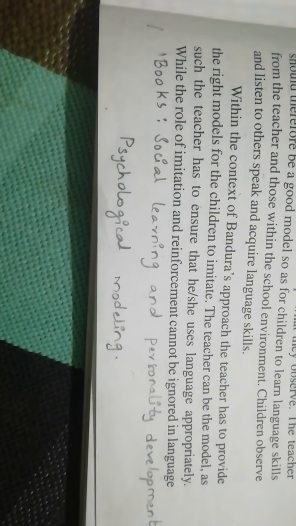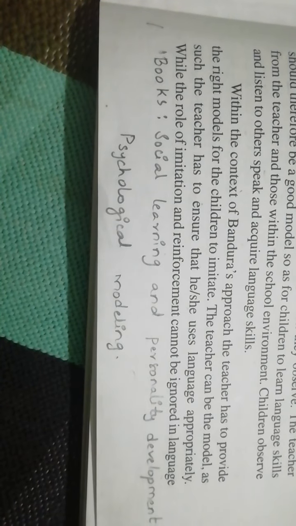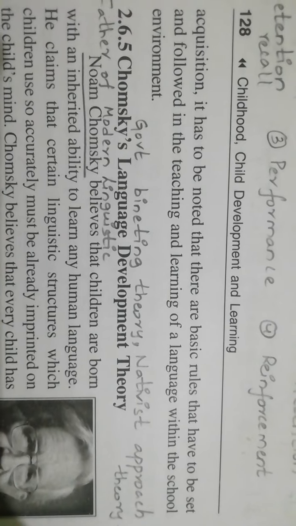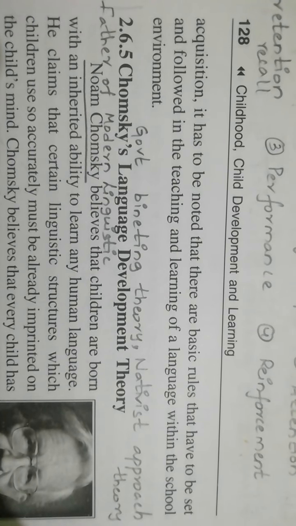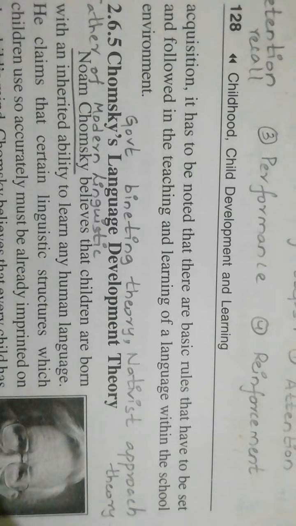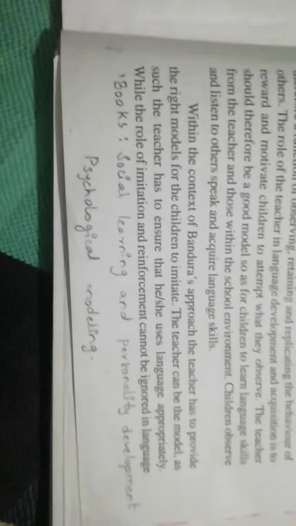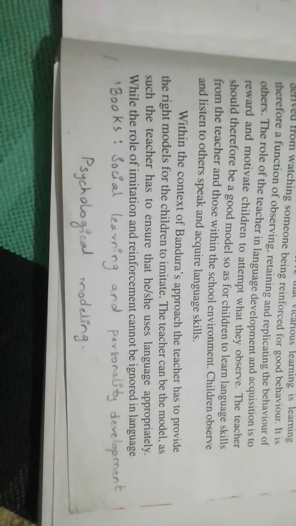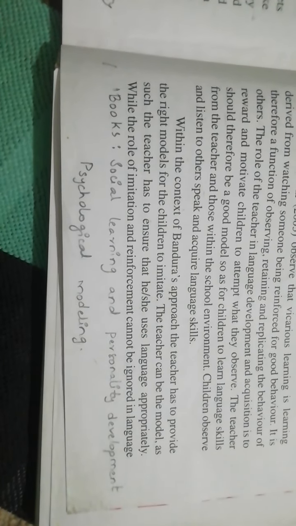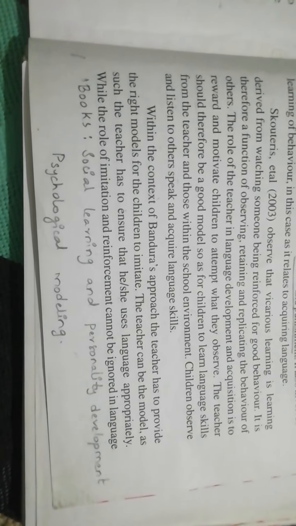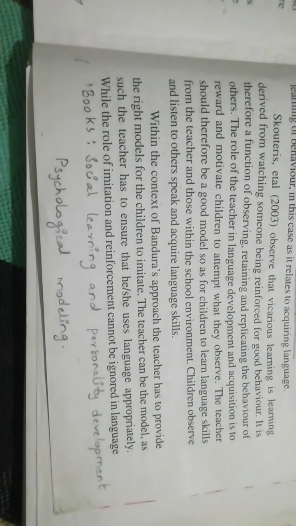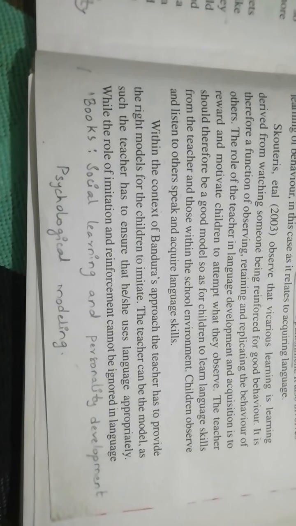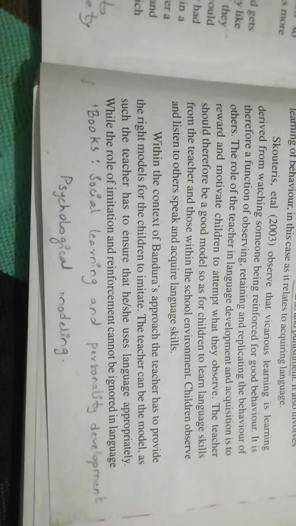While the role of imitation and reinforcement cannot be ignored in language acquisition, it has to be noted that there are basic rules that have to be set and followed in teaching and learning of a language within the school environment. That means when the children are imitating or responding to something, the teacher should be very attentive. That means the teacher should listen to each and everything, what the child is imitating and what the child is giving as response through language acquisition.